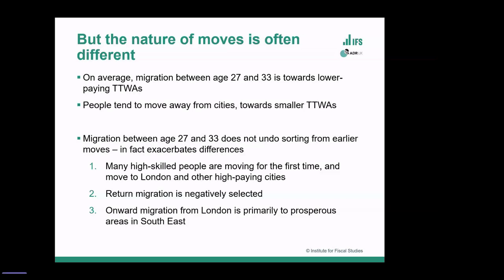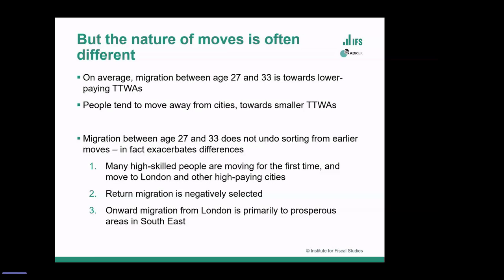The second point is that return migration is negatively selected. Of the people who do move in the first period, the ones who return are the ones with lower levels of human capital. And a third point is that onward migration from London is primarily towards prosperous areas, more rural areas in the southeast, rather than to left behind areas.